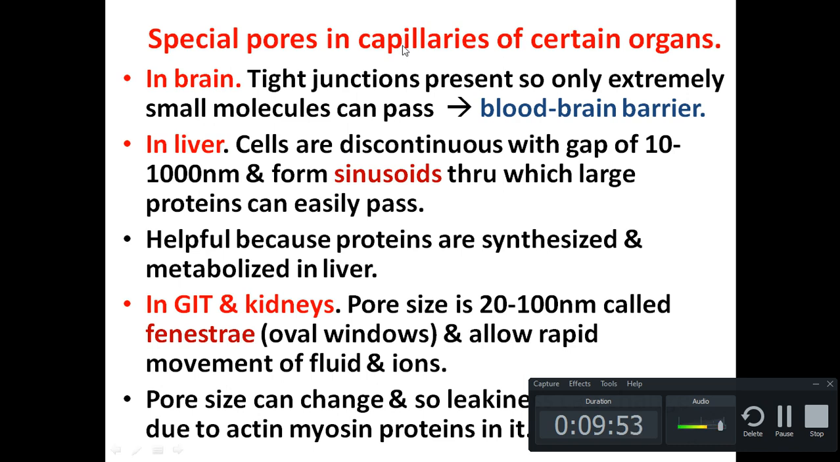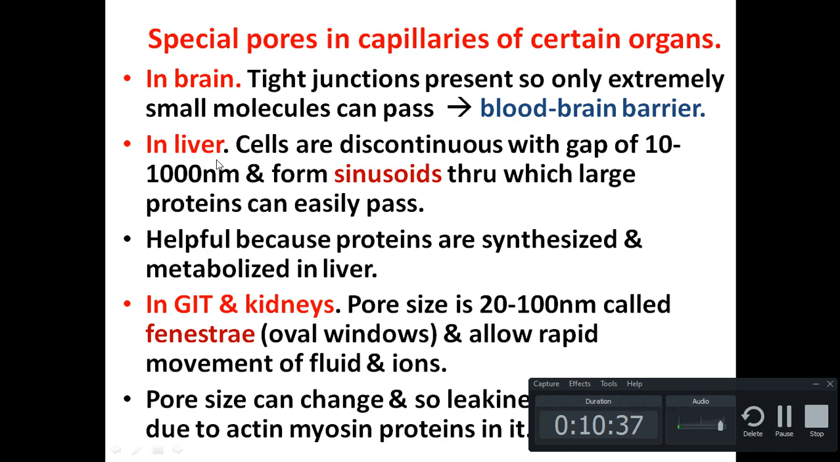Now the pores in different parts of our organs have different sizes. For example, in the brain, tight junctions are present, so only extremely small molecules can pass through these tight junctions. This is called the blood-brain barrier. Now this is essential because the brain has to depend on a very fine concentration gradient of the different ions in and outside of the cell. So ions or other substances are not easily allowed to pass from the capillaries into the brain substance.